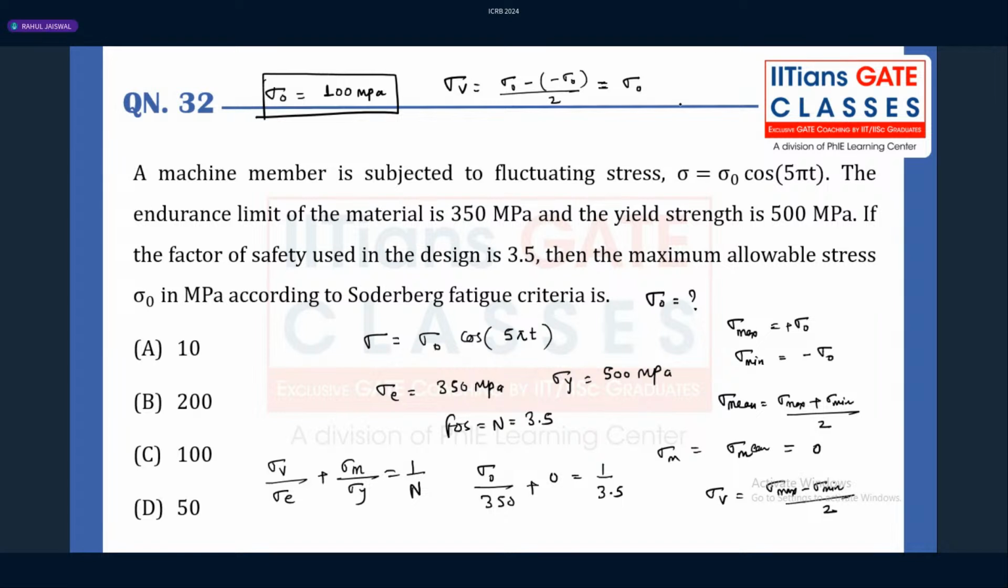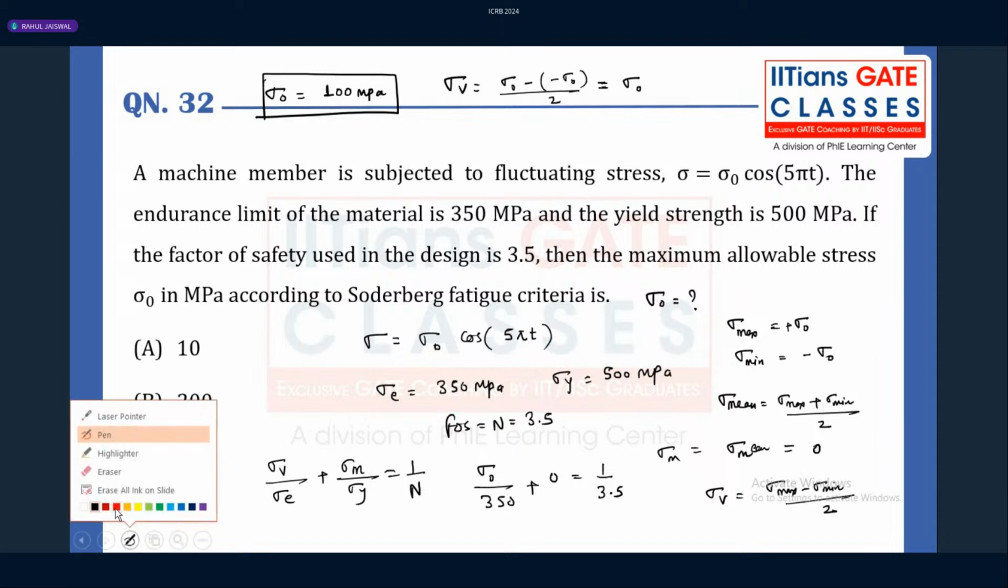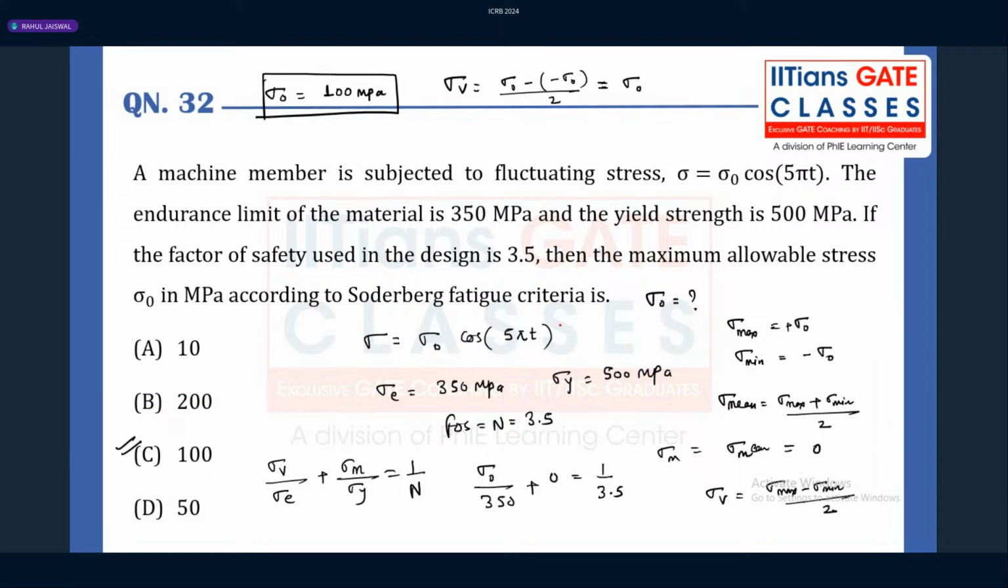100 megapascal. Now, according to this, which should be correct? C should be correct.